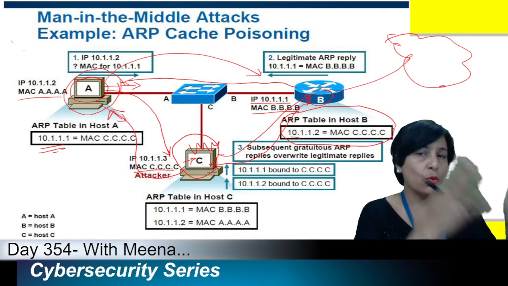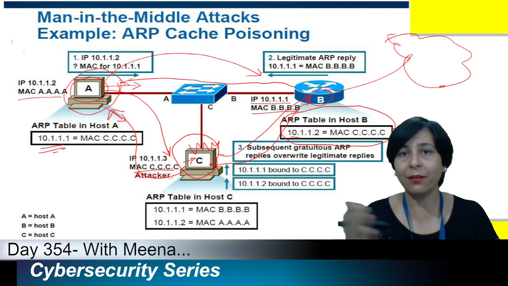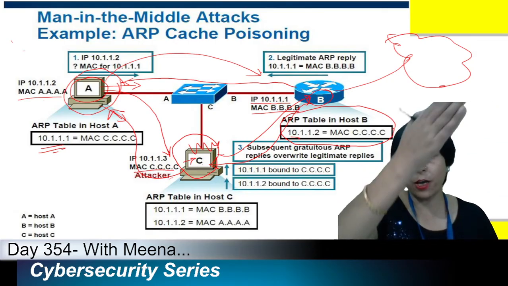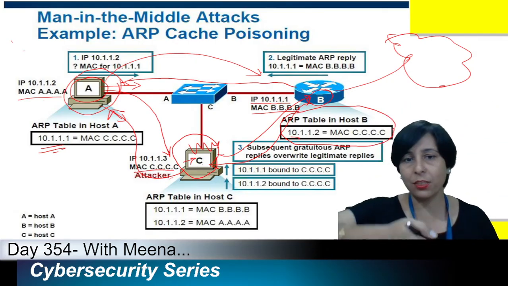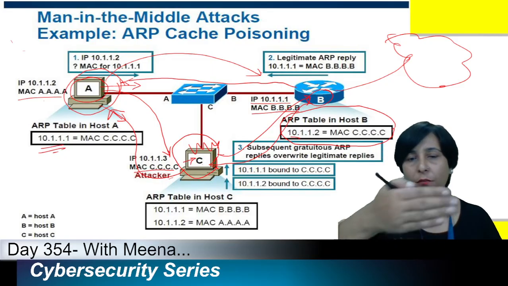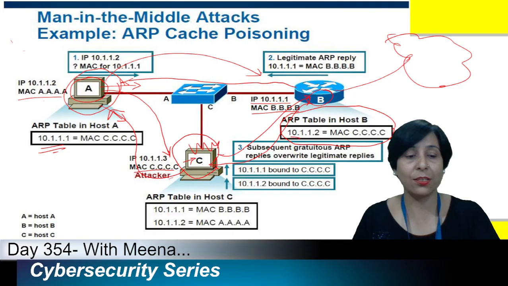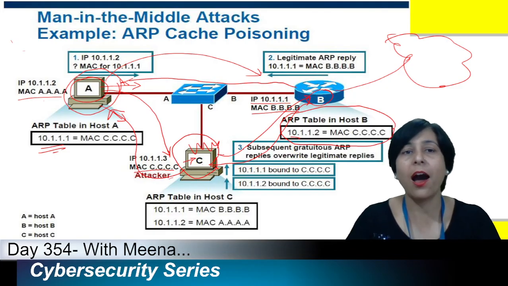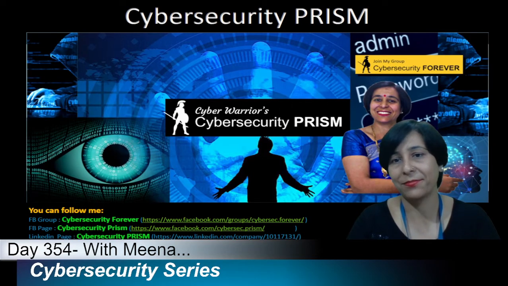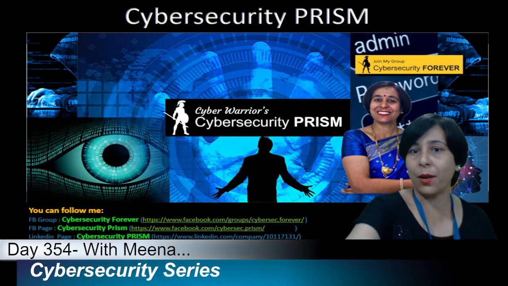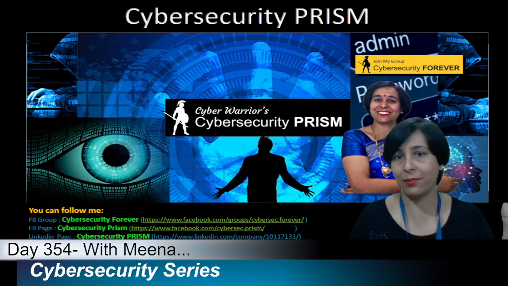Instead of the source and destination communicating directly, that flow will move through the hacker's PC, and then the hacker will forward that information to the destination. So that is ARP poisoning, and with the help of interception, we can perform it.